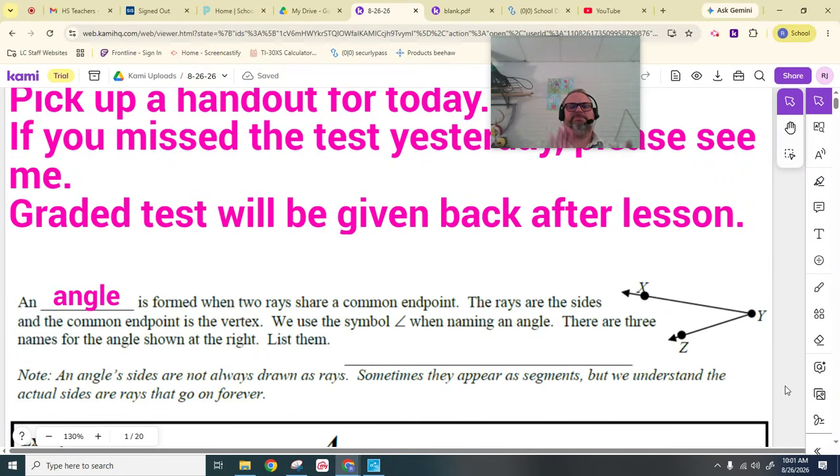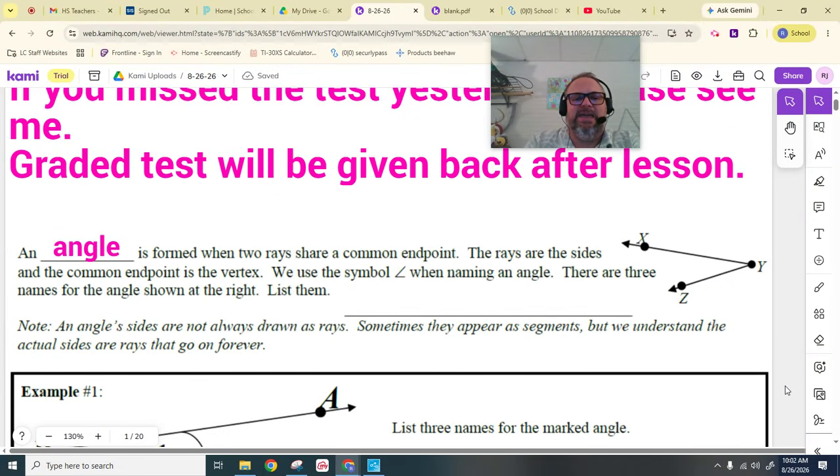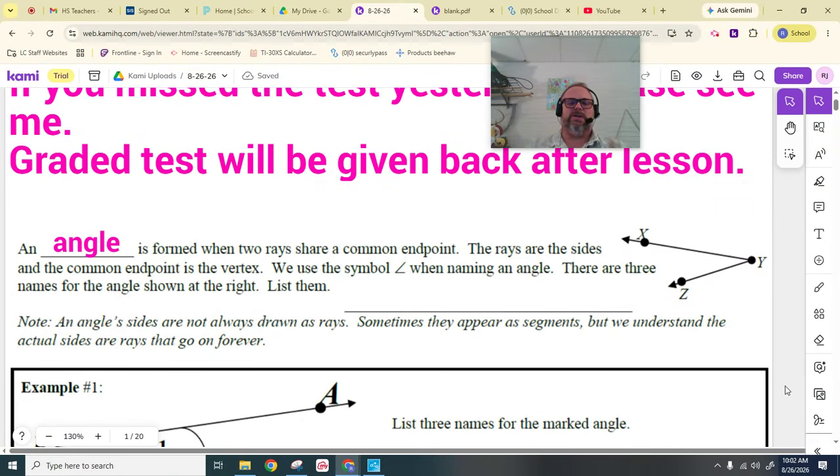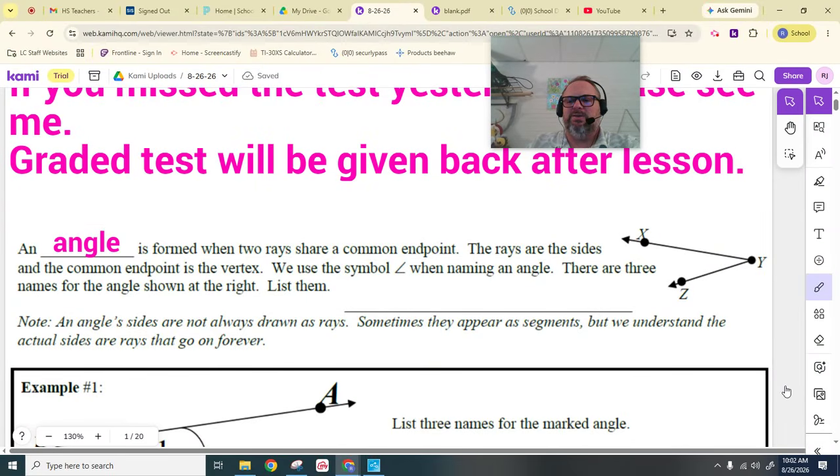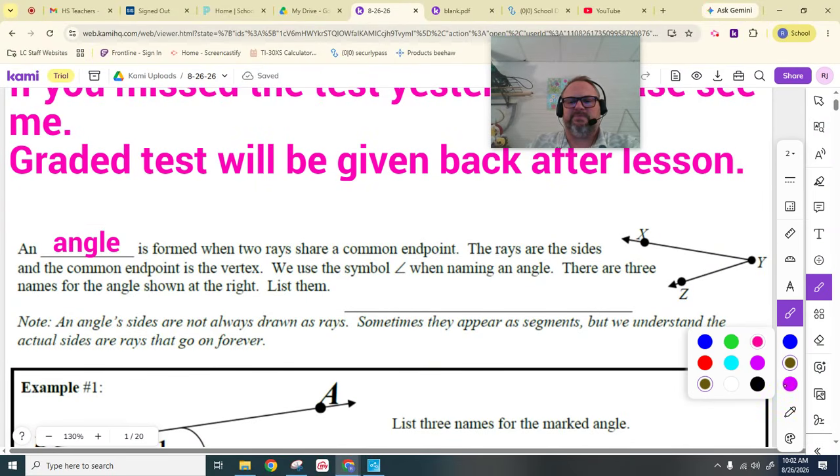All right, so today we're moving on with our next thing, and it's very similar to what we've already had. Now we're dealing with angles. As it says, an angle is formed when two rays share a common endpoint, like we have right here. Now, we use this symbol.